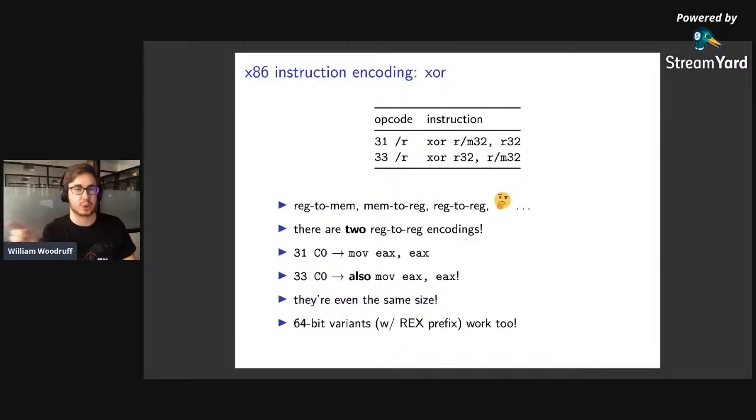31C0 is XOR EAX, EAX, but 33C0 is also XOR EAX, EAX. These are semantically identical. They're the exact same size, so 2 bytes. And even in 64-bit mode, which I haven't even covered yet, I've only been talking about 32-bit mode. 64-bit mode is its whole own world of complexity. But even in 64-bit mode, this invariant holds of them being the same size when you include the REX prefix, which just isn't that important to us.